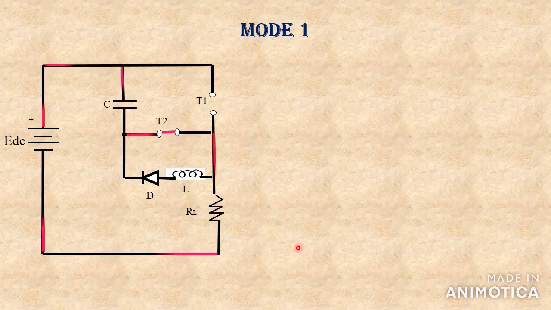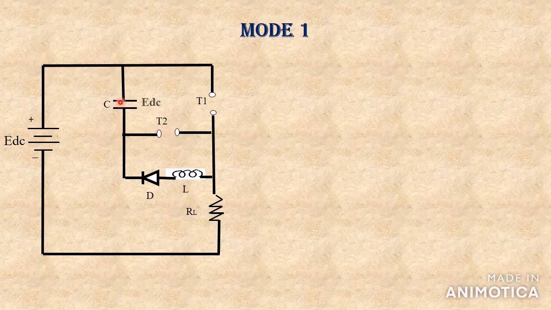Whenever the current flows through the capacitor, it will start charging. The upper plate of the capacitor is connected with the positive terminal of the supply voltage, and the lower plate of the capacitor is connected through the conducting device and the load to the negative terminal of the supply voltage. So the capacitor will charge with plus and minus as shown in the figure. Once the capacitor voltage is equal to EDC, that is when the capacitor is fully charged, the thyristor T2 will get turned off.